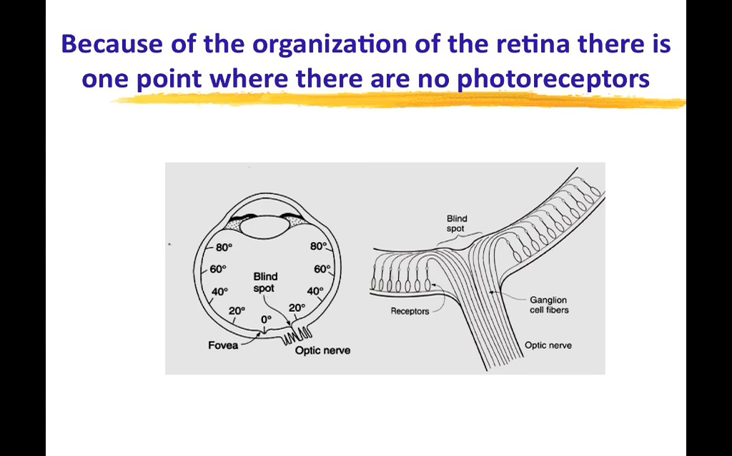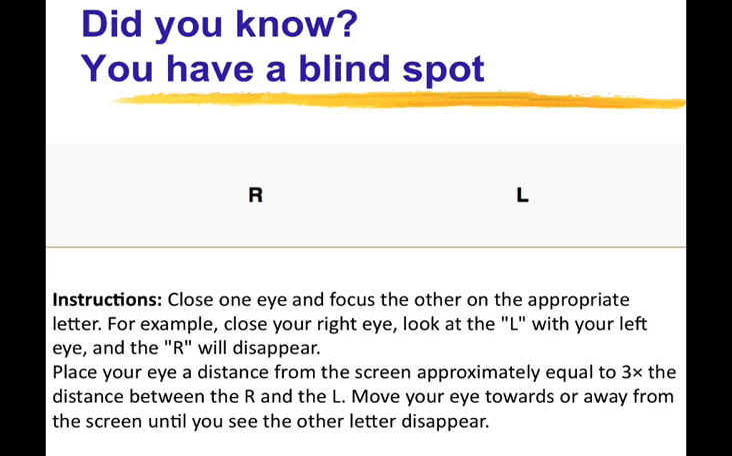Okay, so for those of you who don't know, and for those of you who do know, you have a blind spot. And I have a little demo for you. We're going to pass it around to illustrate the blind spot. If you get this piece of paper, this is what you're supposed to do, and it will let you find the blind spot. Apparently you have a blind spot in each eye.